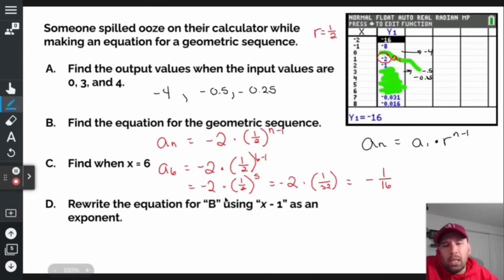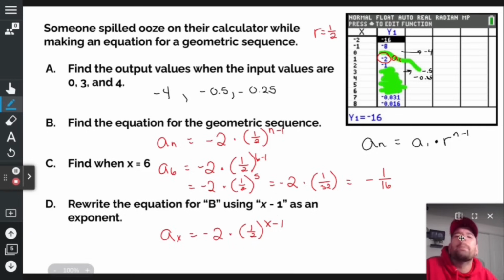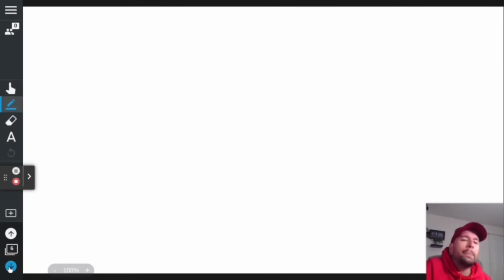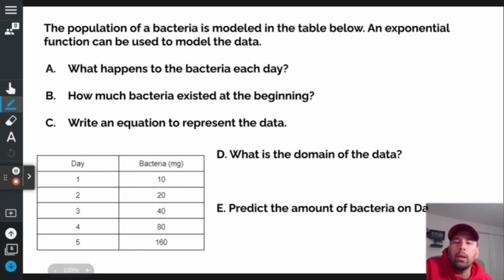Rewrite the equation of B, okay, for B, using x minus 1 as an exponent. I think when I created this problem, I meant to do something else, because that's stupid of me to do that. I'm not going to go back and change it. We will see manipulation of equations later on in this, so I'm not going to lose sleep over that. Easy problem. All right.